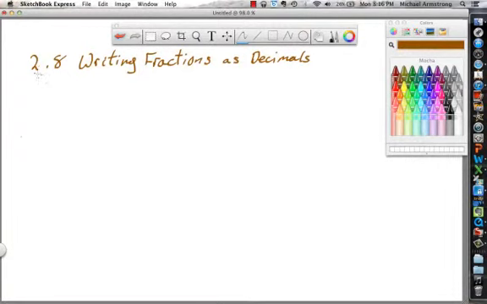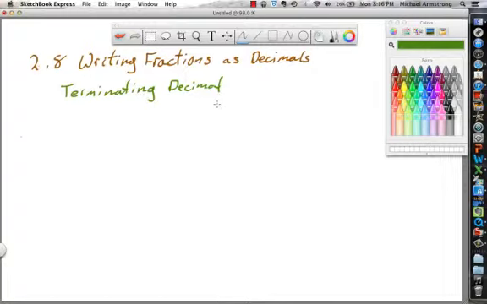Okay, ladies and gentlemen, this is chapter 2.8, writing fractions as decimals. A couple of things you need to know. There's two vocabulary words: a terminating decimal and a repeating decimal. So first of all, the terminating decimal. These are decimals that terminate.